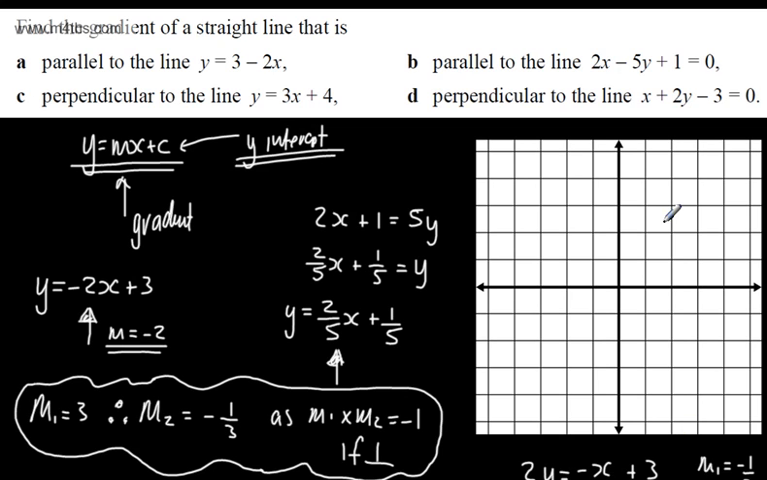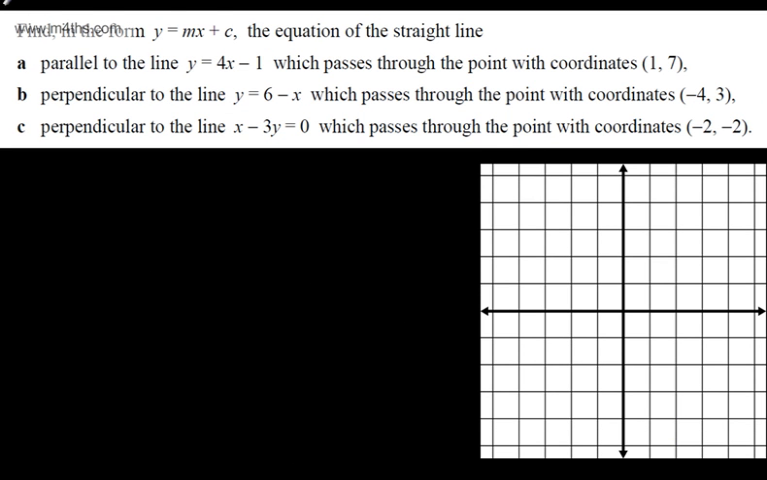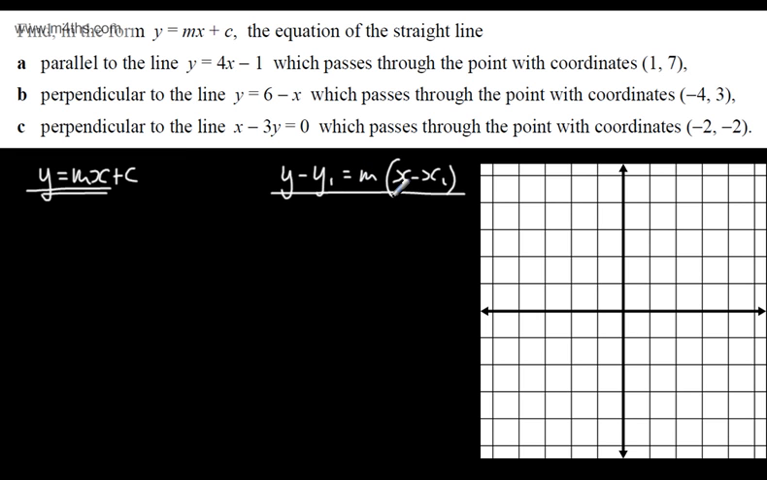We're asked to find in the form y is equal to mx plus c the equation of a straight line A parallel to the line y is equal to 4x minus 1, which passes through the points with coordinates 1, 7. We looked at a couple of different ways of finding the equation of a straight line. We saw that we could use y is equal to mx plus c. We would sub in the values and solve for c, or we use y minus y1 is equal to m, the gradient, x minus x1. I'll use both on the first one and we'll see what we can do.